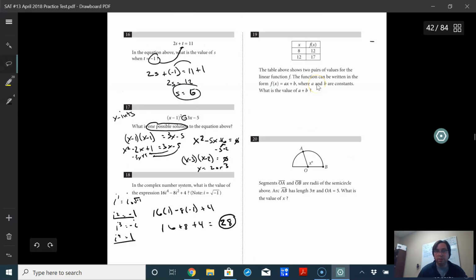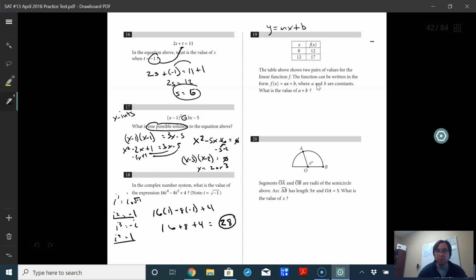Alrighty. Okay, guys. Look at problem number 19. We see we have a function table here. It is showing two pairs, and the function will be written in the form of f(x) = ax + b. Remember, that is the same thing as y = mx + b.